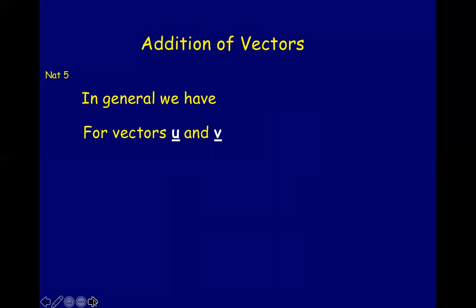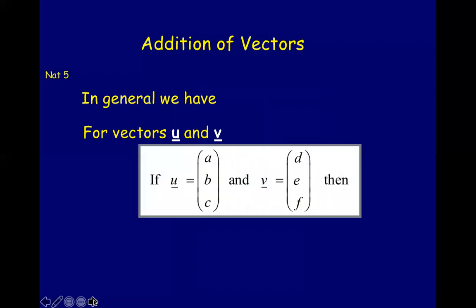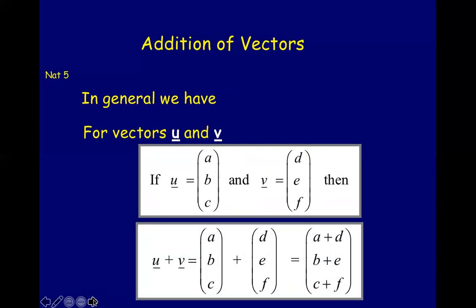In general, we have for vectors U and V, if U is (A, B, C) and V is (D, E, F), so remember A, B, C just means it could be any value for A, any value for B. It's just to give you a general formula. U plus V is just A plus D, B plus E, and C plus F. Just what we did with the numbers, but this time we've got letters.